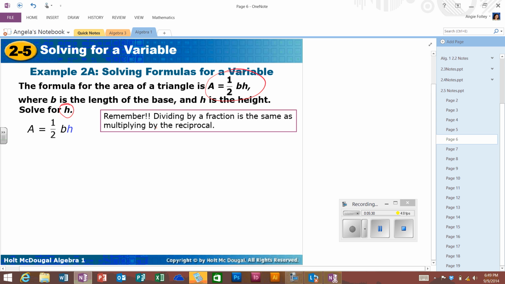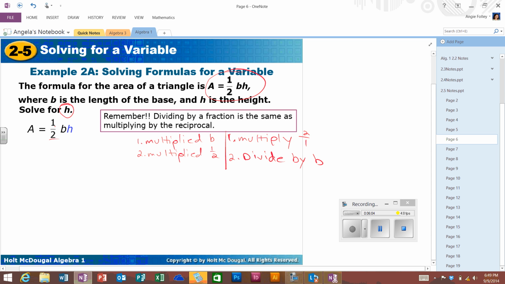What's being done to h? Well, it's being multiplied by b, and then secondly, it's being multiplied by a half. So we're going to work backwards by, instead of dividing by a half, remember we use multiplying by the reciprocal. So we're going to multiply by 2 over 1. And then secondly, we will use division to divide by b.